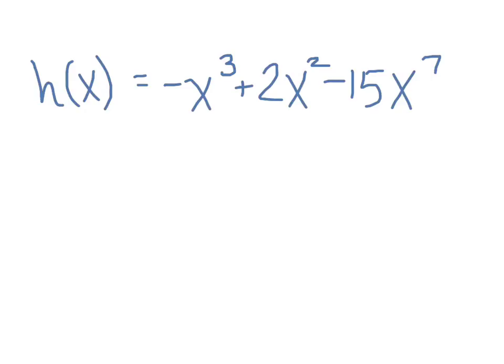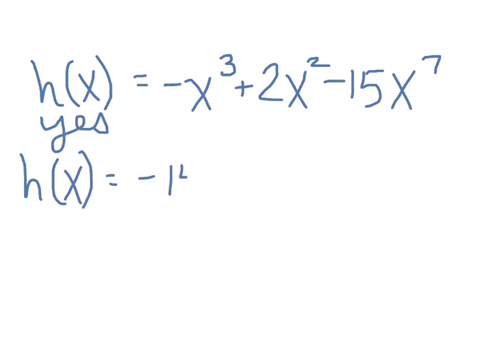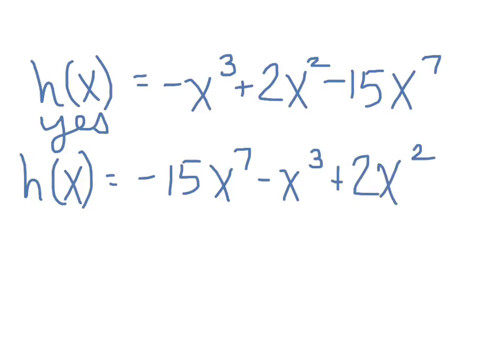Since you did say yes, the second thing I wanted you to do is put it into standard form, which means what? Highest exponent to lowest. What is the highest exponent? 7. So negative 15x to the 7th. Then what? Negative x to the third. And then 2x squared. Anything else that I missed for that? No.